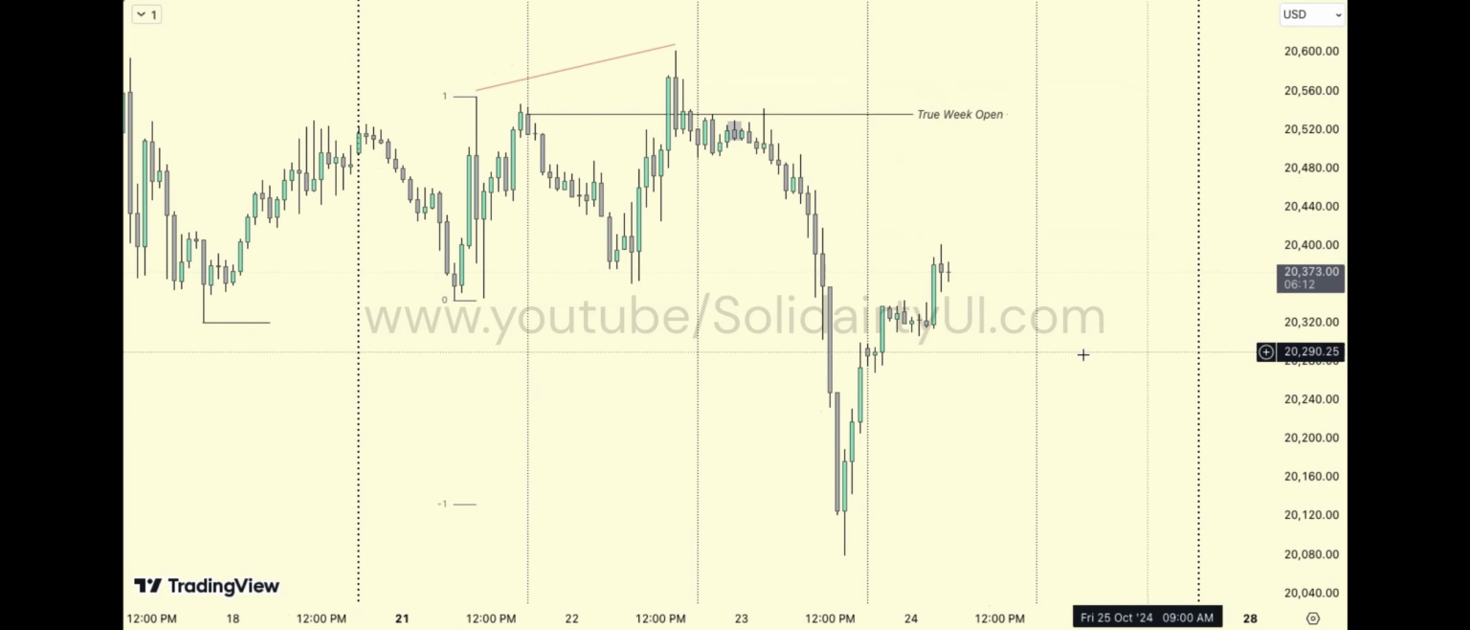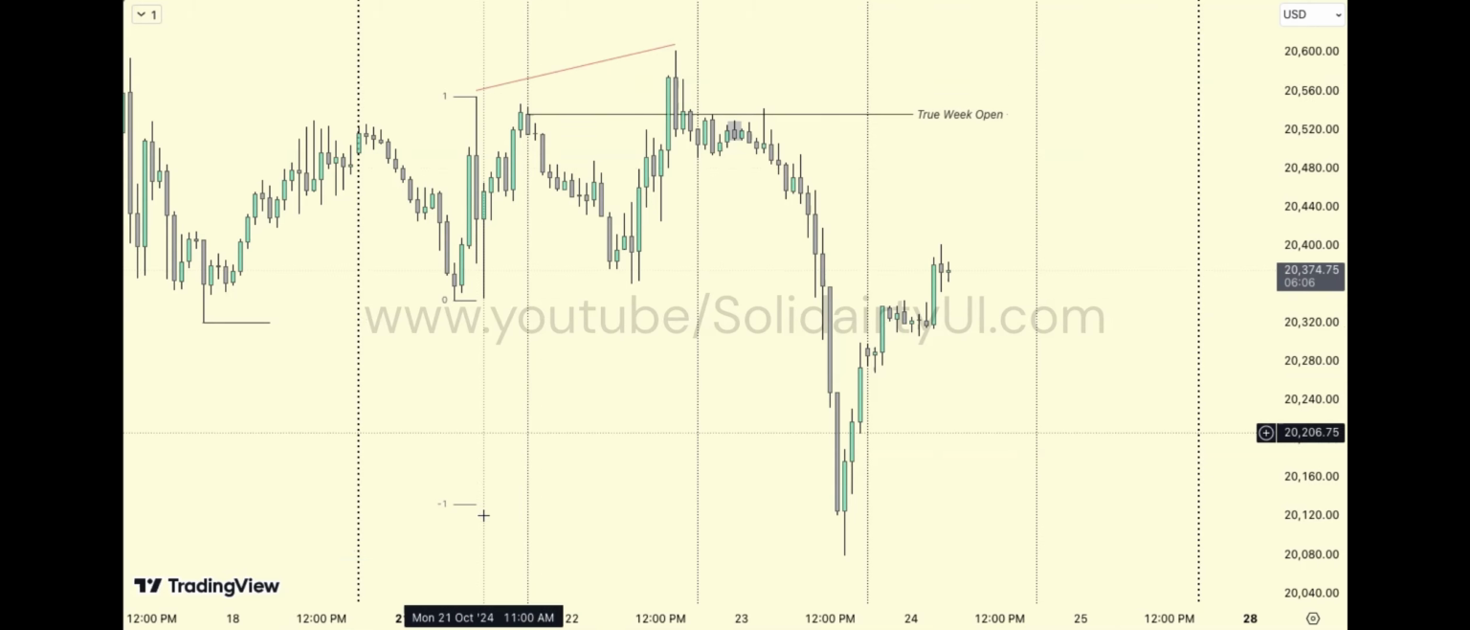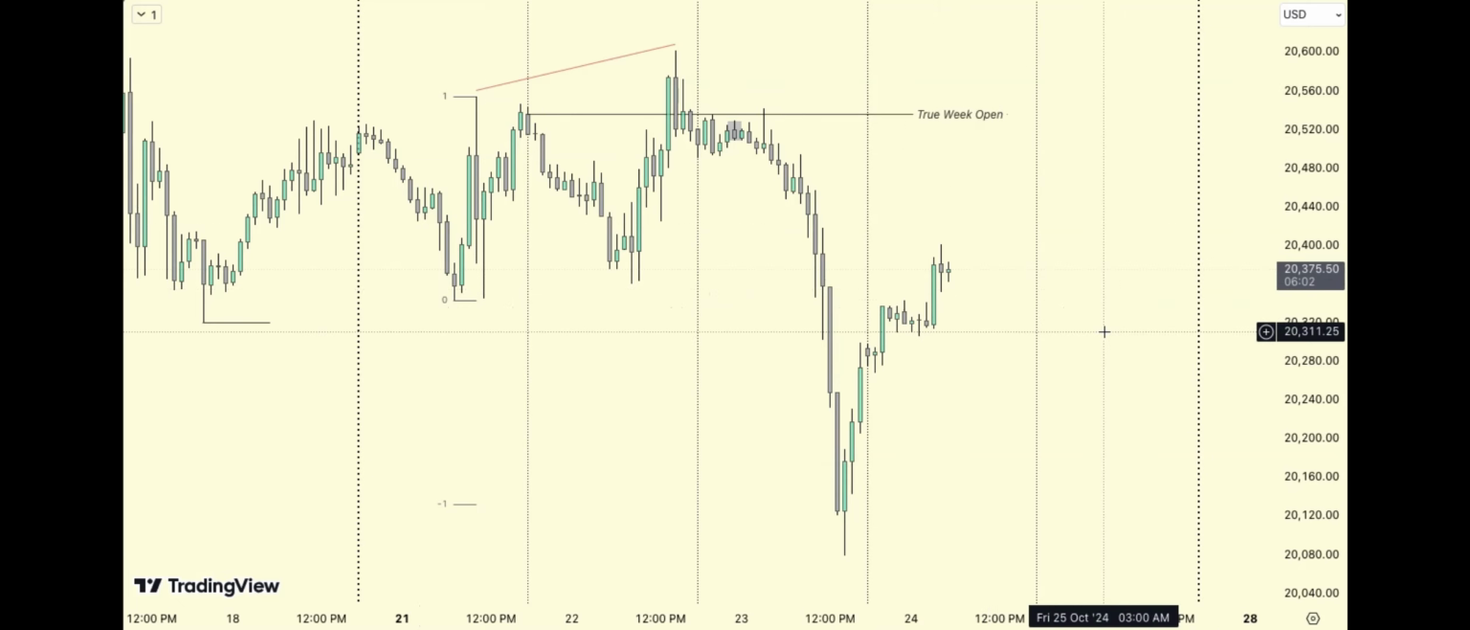You have to realize that it doesn't come overnight, but when you start seeing these things as they're forming, you'll really start to see some changes in your trading.